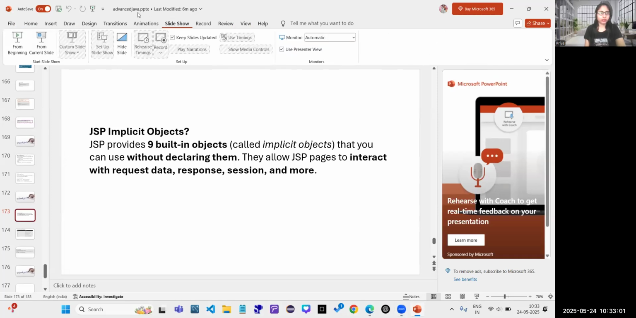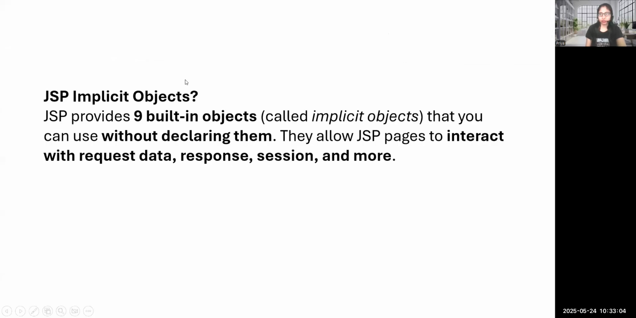Okay, so today we'll discuss the JSP implicit objects. So what are JSP implicit objects? JSP provides 9 built-in objects, called implicit objects. What does implicit object mean? They are predefined objects, and we can use them without declaring them. They allow a JSP page to interact with request data, response, sessions, and many more.